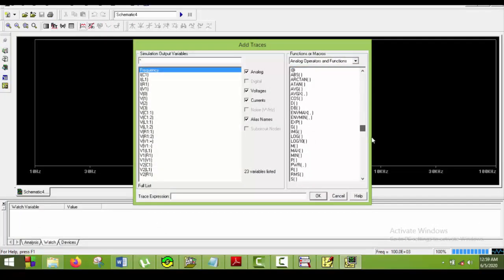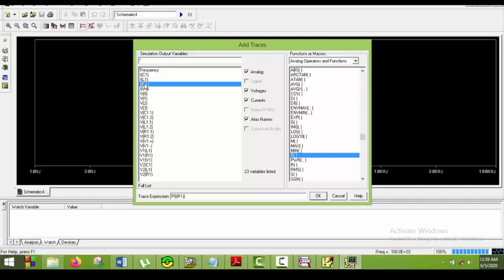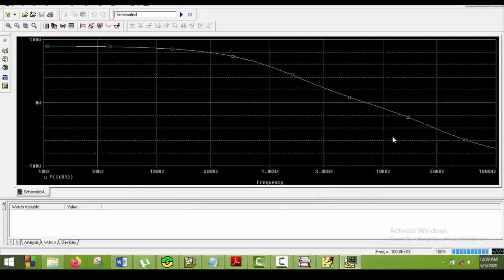To plot phase you need to get P out of here and put some current here. So I will put IR1 here and say OK. So here we get the phase. Now we know that at resonance frequency both the source voltage and source current's phase are the same. So as the source voltage phase was 0, the current phase will be 0 at resonant frequency. So we need to get this point out of here.